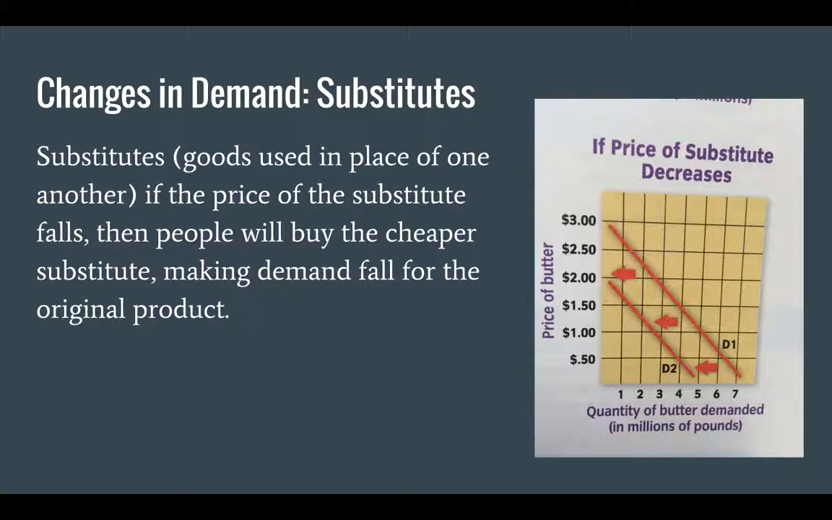If the price of the substitute falls, then people will buy the cheaper substitute, making demand fall for the original product. Earlier in class, I also talked to you guys about Lyft and Uber, right? If Uber is experiencing surge pricing, making the price very high, and you could get a much cheaper ride from Lyft, I don't really care how I get from A to B, as long as I get from A to B on time, so why wouldn't I go with the cheaper option? Right? So again, on this graph you would see the curve shift over to the left, as demand would fall for the original product as people buy the substitute instead.